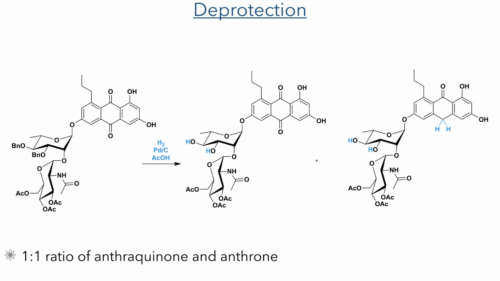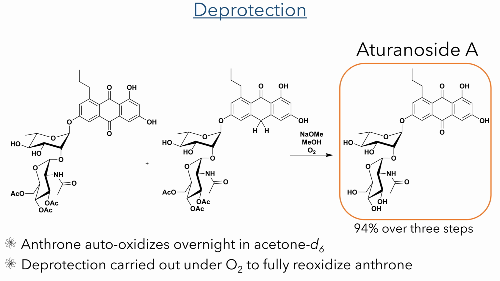They also discovered that the anthraquinone ring would be reduced to an anthrone under these conditions, forming both products in a 1-to-1 ratio. However, they noticed that an NMR sample of the compound in acetone-d6 auto-oxidized overnight to reform the anthraquinone, showing that it could be oxidized with oxygen gas. Therefore, they carried out the next reaction under an oxygen atmosphere.